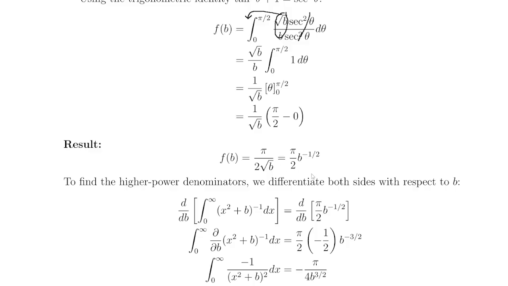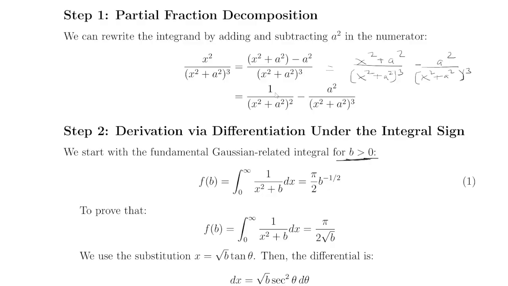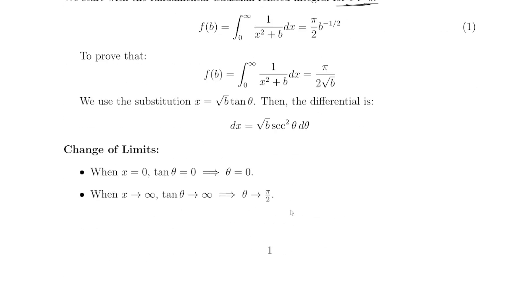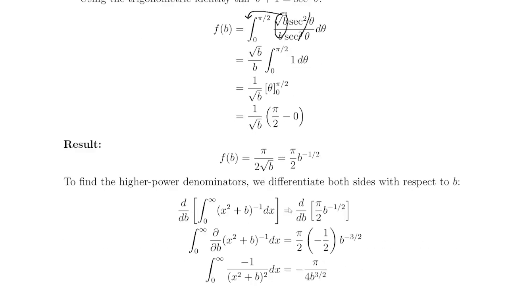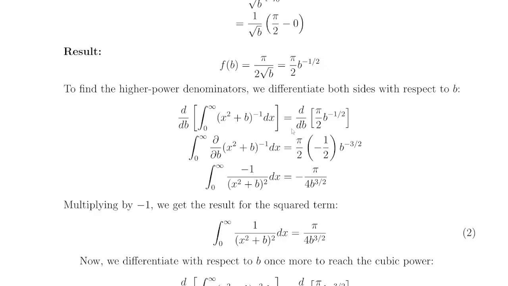But for us, if we go back, we want 1 over (x squared plus a squared) squared. So basically, we want to put a square over here. The way to do that is to take the derivative of 1 over x squared plus b, because that's going to give us the square there. So we're going to take the derivative with respect to b. And when we take the derivative with respect to b, we have to take it on both sides. Whatever you do on one side, you do to the other.